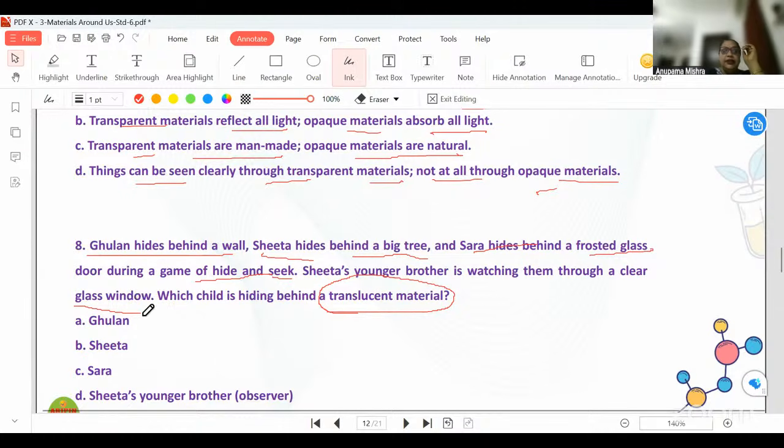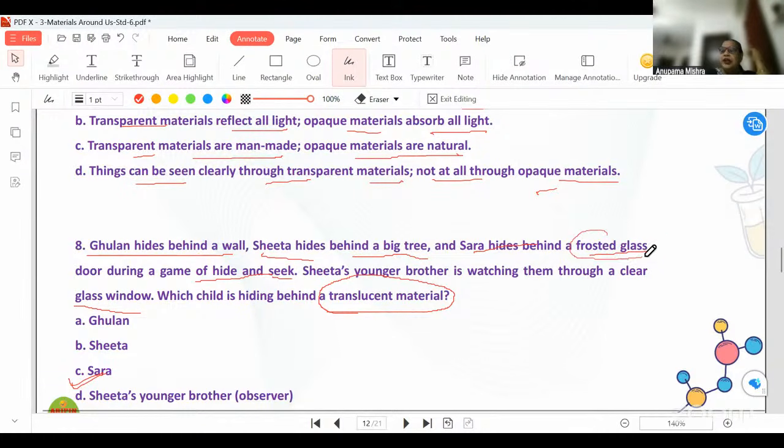So you can see that Gulan is hiding behind a wall. That means opaque. Yeah, what answer are you giving? All of you, Sarah. Yeah, Sarah only, one, two, three. So six children have the correct answer. Yes, Sarah is the correct answer. Sarah is behind the frosted glass.